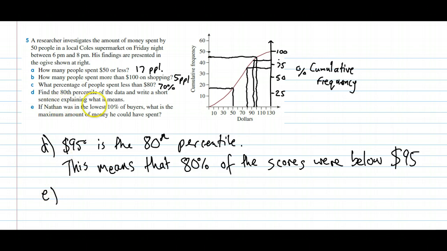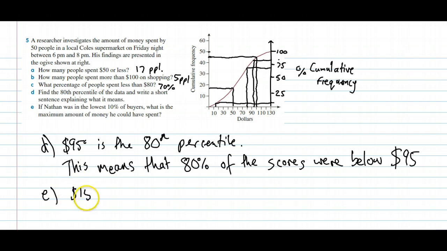Okay, finally the last question, E. If Nathan was in the lowest 10% of buyers, what is the maximum amount of money he could have spent? The lowest 10% of the buyers, we're going to have to find 10% on our percentage cumulative frequency axis over here. I'm going to estimate it's about there, and I'm going to draw as straight a line as I can over to the data line, and then go down to the dollars axis, and I find that I'm hitting that at about $15 or so.